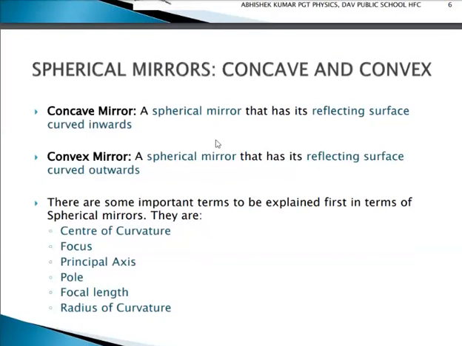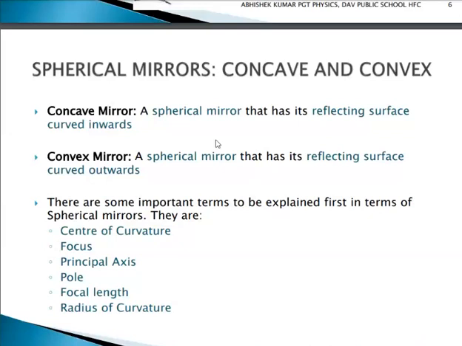Now here, a spherical mirror is a type of mirror which has a curved reflecting surface. A spherical mirror is a part of a hollow sphere, and it is silvered on either side. If it is silvered from outside, then it will have a reflecting surface inwards, and if it is silvered inside, then it will have a reflecting surface outward.